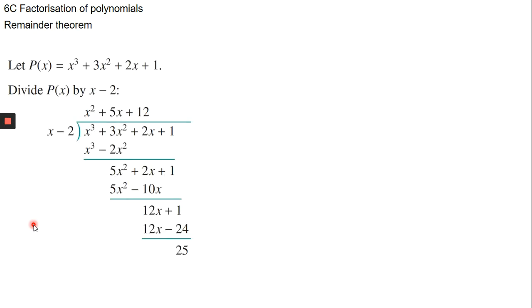If you've done loads of these from the previous exercise, you'll know that if you divide x squared plus 5x plus 12 by x minus 2, you have to do loads of work, and you end up with a remainder of 25. It's tricky, so the remainder theorem is a shortcut method for us to do that.